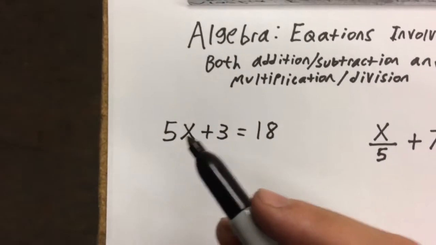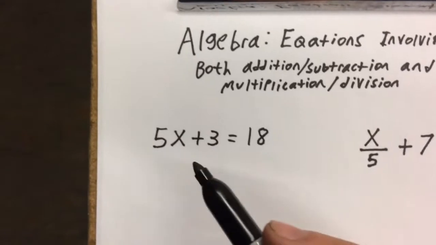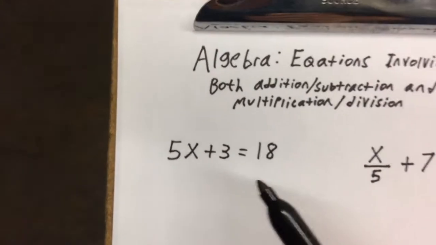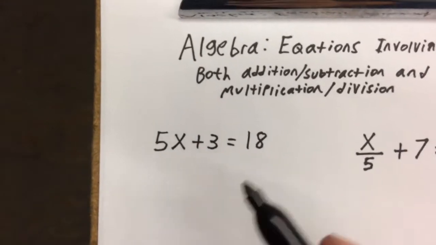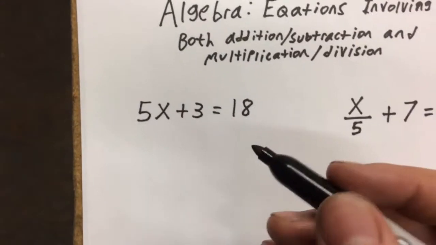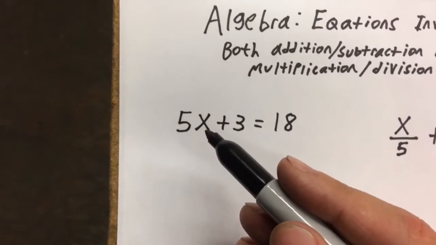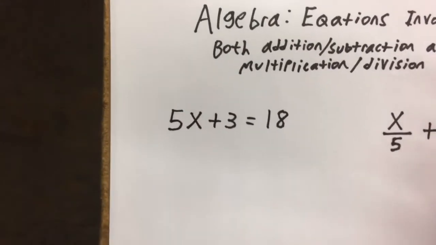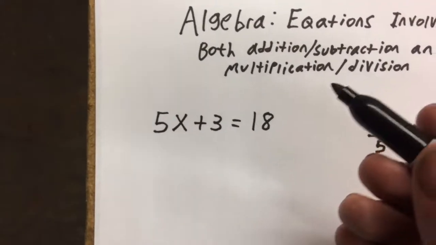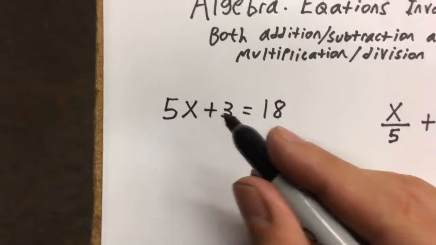Okay, so this time we have 5x plus 3 is equal to 18. Now in the previous videos, there was pretty much one step to solving these equations. These, I guess you could call two-step equations. We can't just divide both sides of this equation by 5. Well, we could, but it would just make the numbers more complicated. So we can do this in two steps.